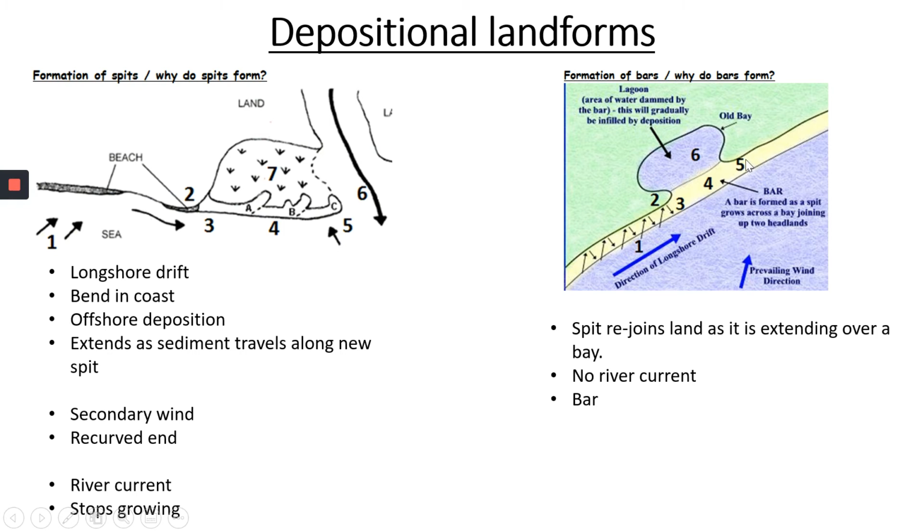That's the key difference. And the reason it does that is because as your spit starts to extend, there's the bend in the coastline again, extends out into the sea, but this time it's not extending over a river, it's extending over a bay. So there's no strong current to stop the spit getting longer and longer until it rejoins land. As soon as it's rejoined land, it's called a bar. Okay.